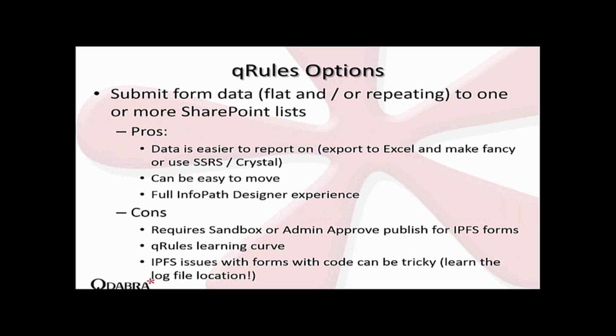With qRules, you can use it to submit your form data, flat data or repeating data, to one or more SharePoint lists. Now, we know that the data in a SharePoint list is pretty flat. And you've got lookup columns. You can click on those to pop open your related item. However, once you submit your data that is in, for example, a nested repeating XML structure to a number of lists, you have built yourself a little SharePoint relational database, frankly.